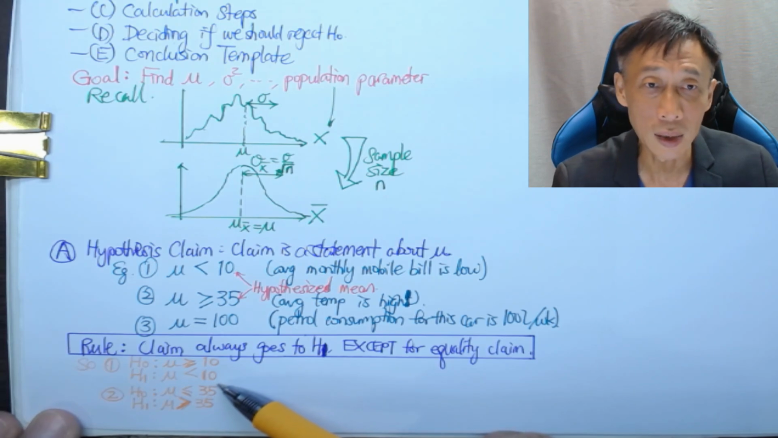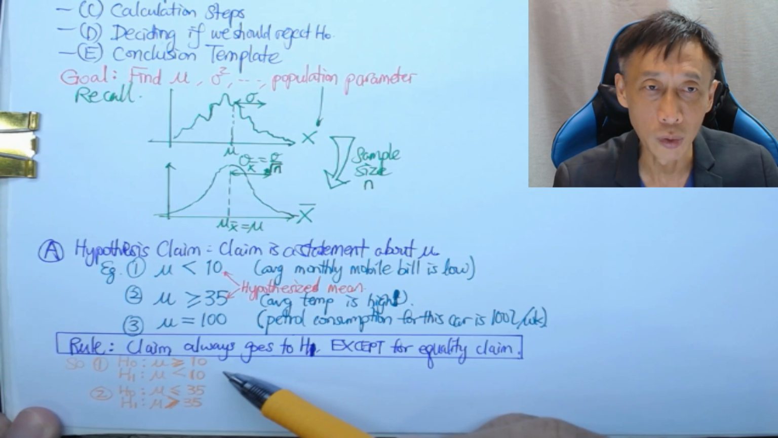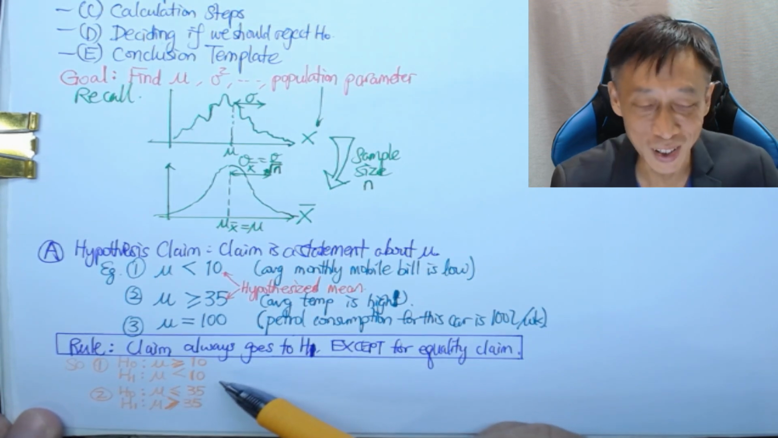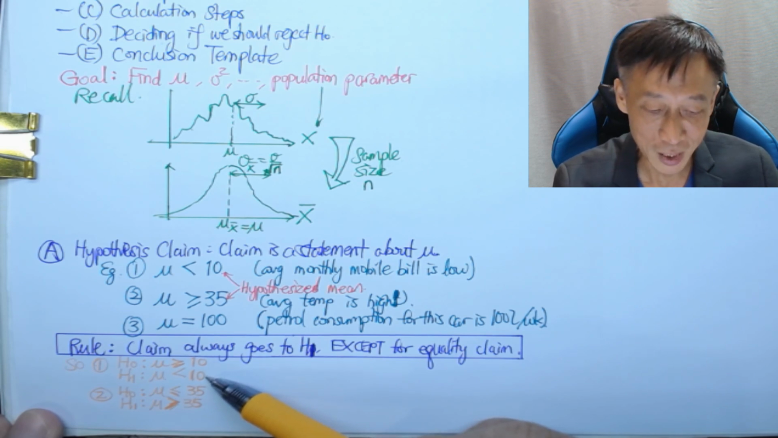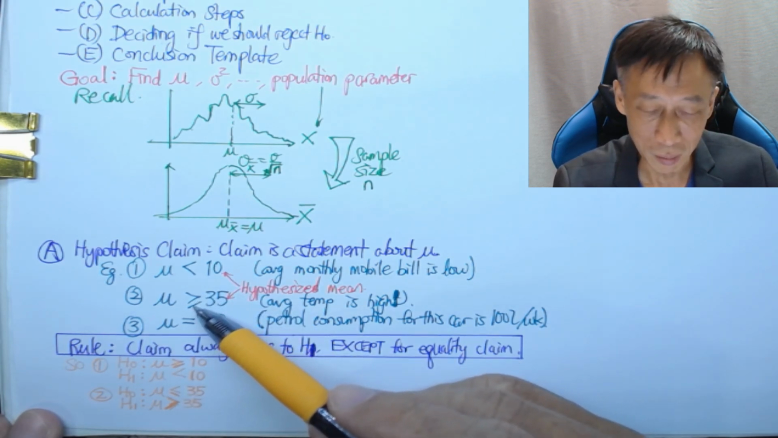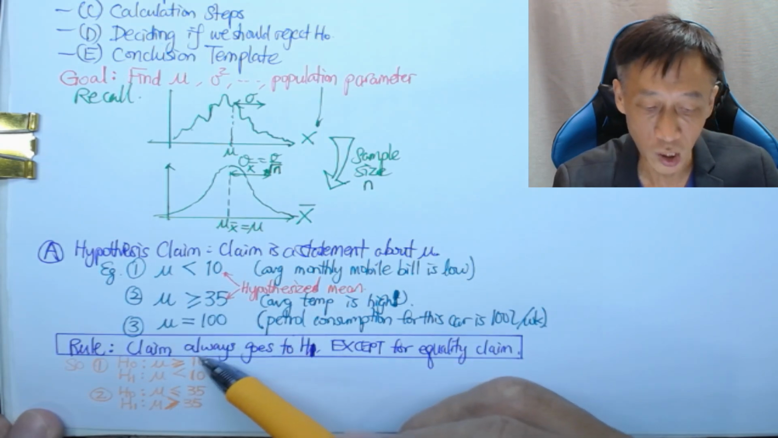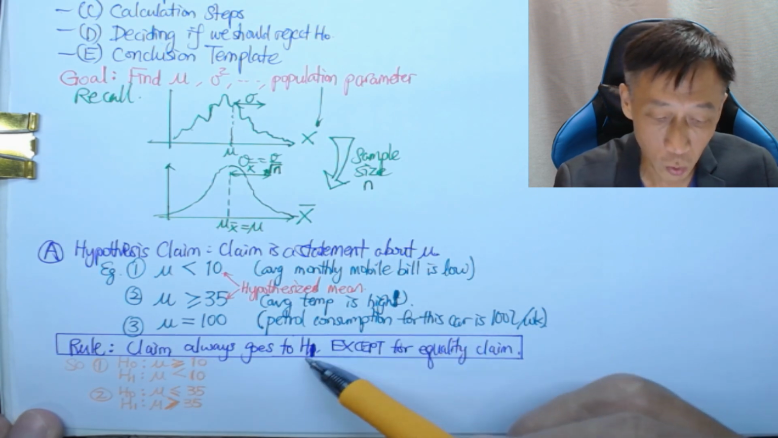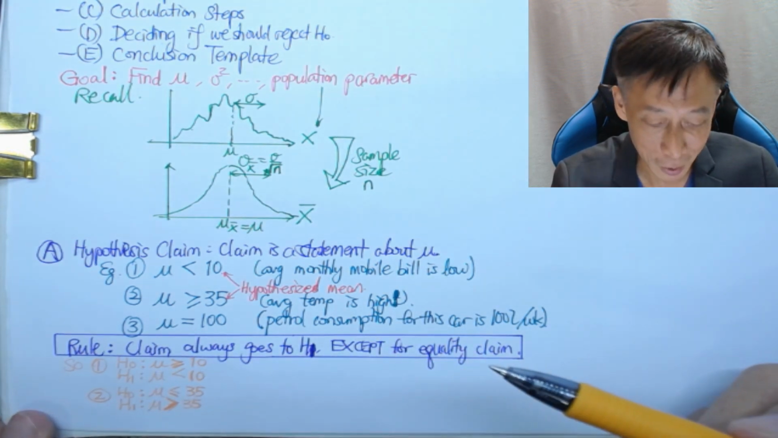So that's the common confusion I notice, especially for students who have learned intro stats before. I don't know how or where they learn it from, but somehow it's their misunderstanding that so long as they see an equal sign, then that whole statement goes to H naught. That is not correct. So follow this, which is simple, and simplicity usually is the right way to go.